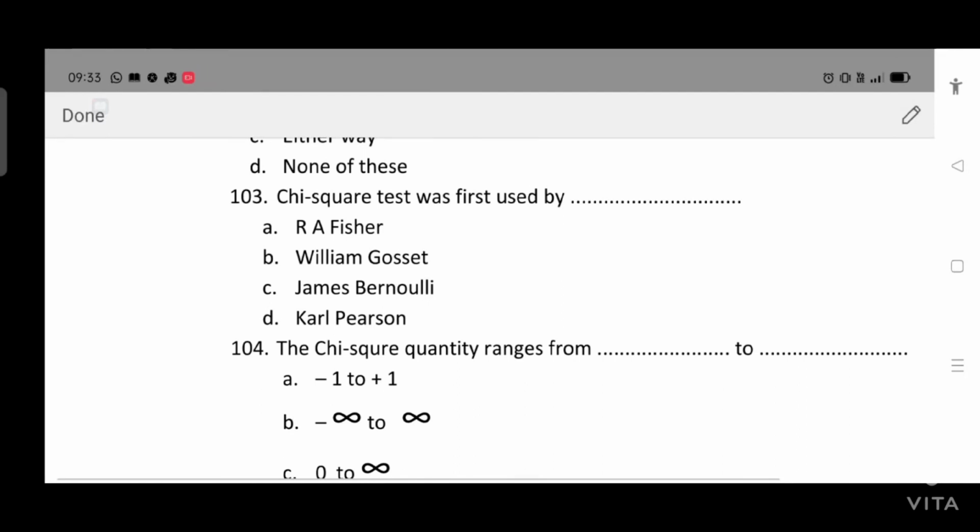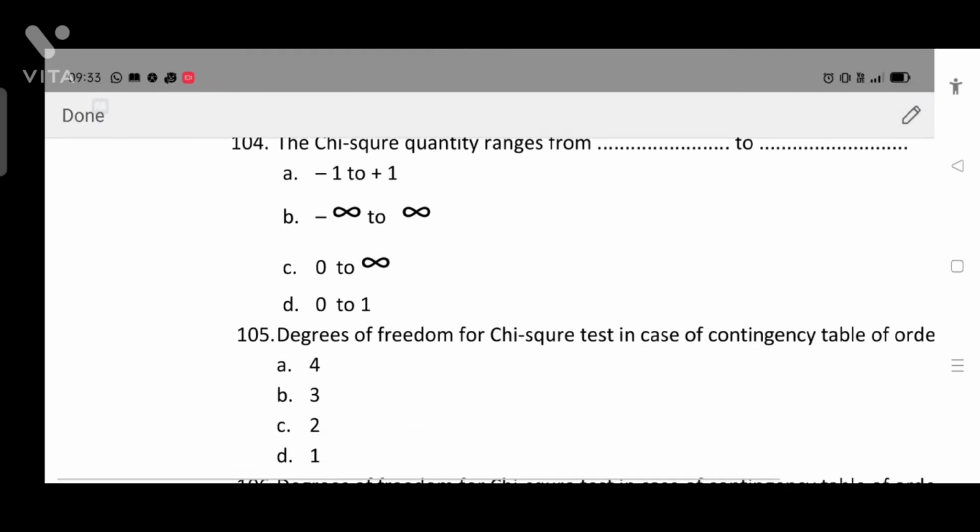Chi-square test was first used by A, B, C, D. Answer Karl Pearson. The chi-square quantity ranges from dash to dash. Question number 104. Answer is C. 0 to infinity.